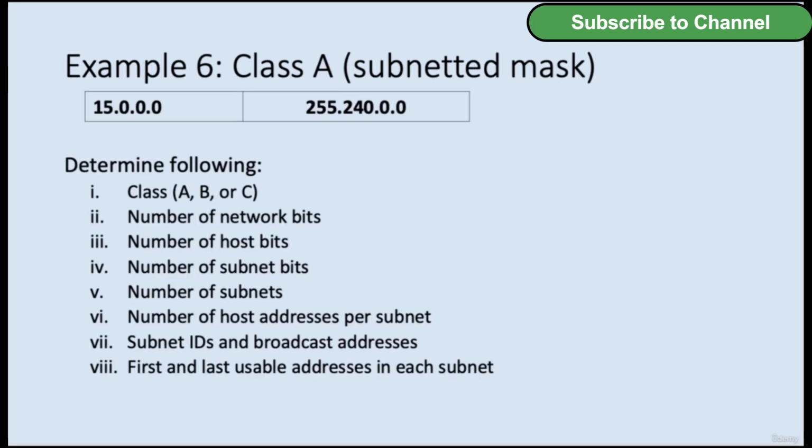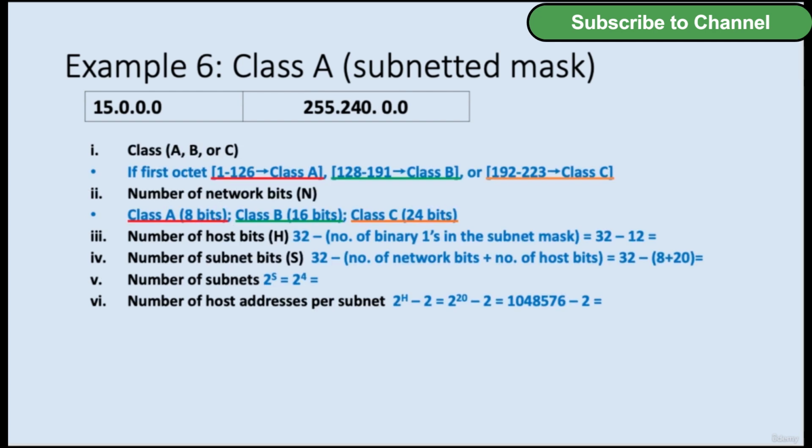To solve a class A subnetting problem, we will calculate these 8 listed values. First item is the class of the IP address, for which we see the first octet of the IP address. So the first octet tells us this is a class A IP address. The second thing that we observe is the subnet mask. Class A default subnet mask is 255.0.0.0, while over here the default subnet mask is not given. It means subnet bits are present here and sub networks are created in this network.